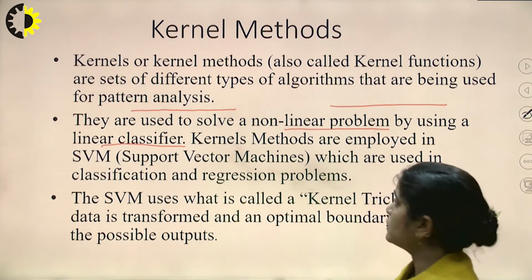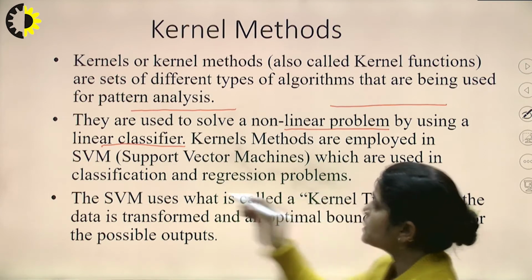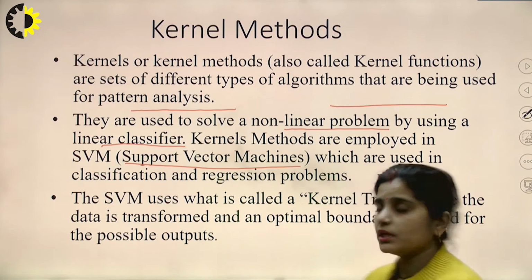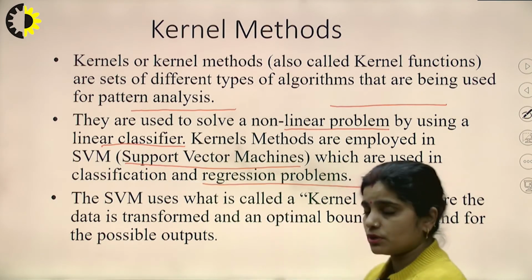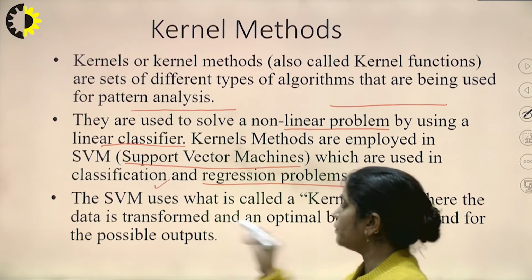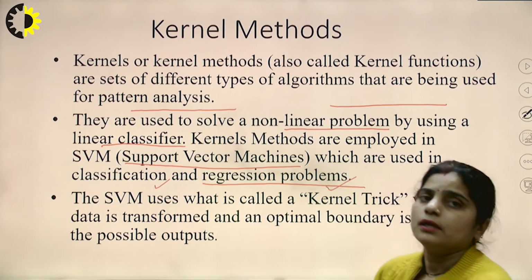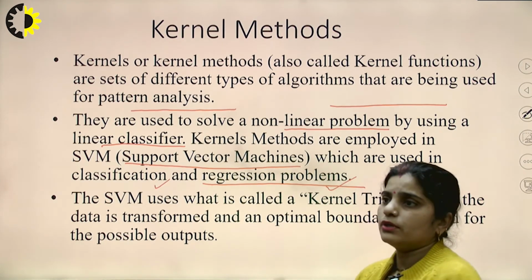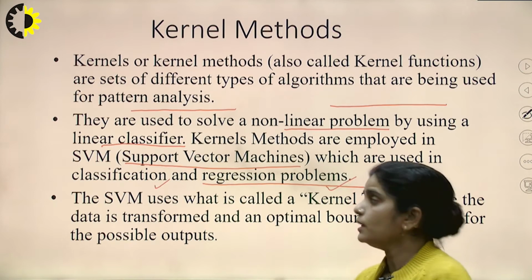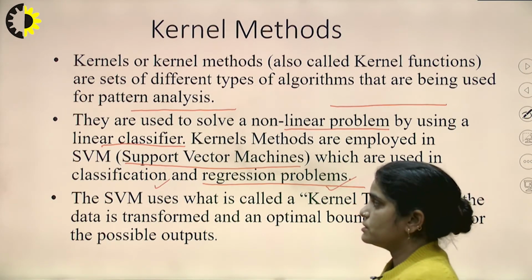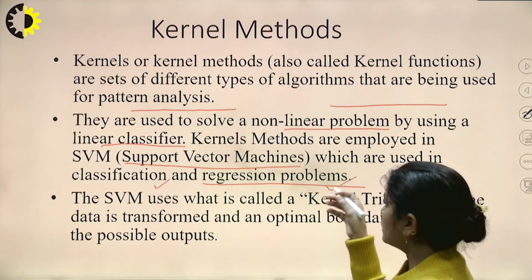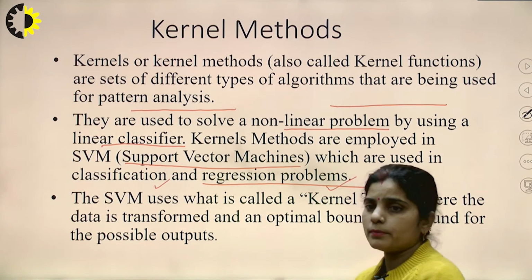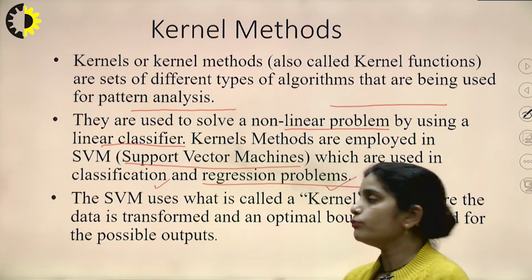Now the kernel methods are used in support vector machines, and support vector machines are used in classification and regression problems. So the question arises: what are classification problems and what are regression problems? Classification is a kind of problem in which we have to categorize the observations we have into classes. And regression problems are those in which we predict the output for a given example.